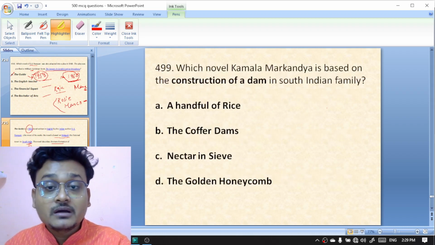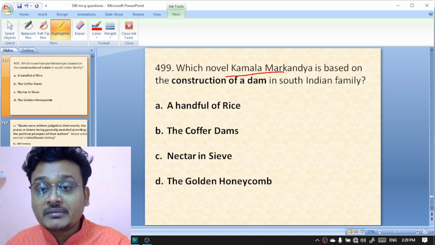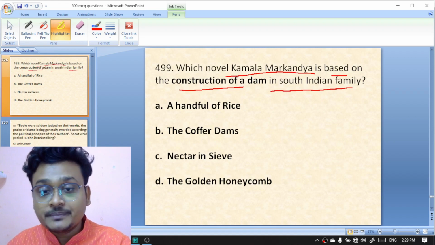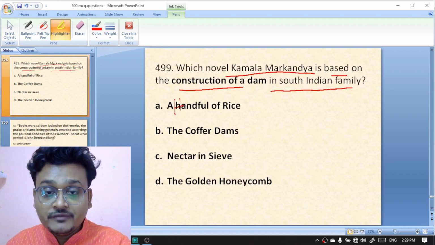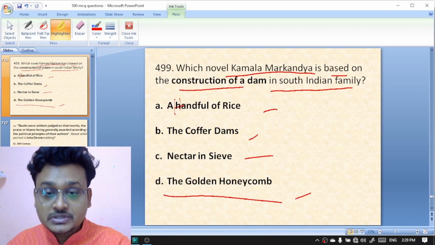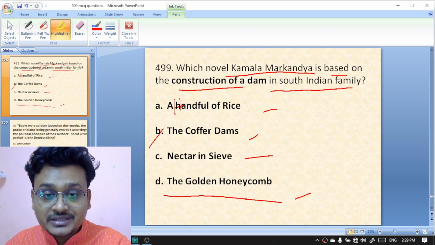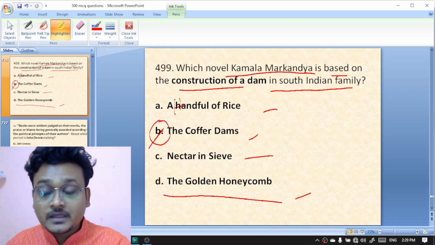Now the next question: which novel of Kamala Markandaya is based on the construction of a dam and a South Indian family? A Handful of Rice, The Coffer Dams, Nectar in a Sieve, The Golden Honeycomb. So it is The Coffer Dams that is based on the construction of a dam. So here B is the right answer.